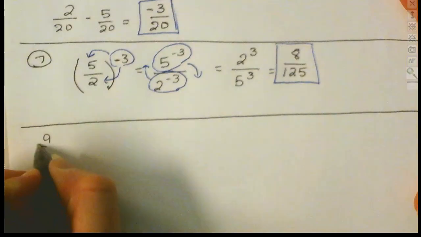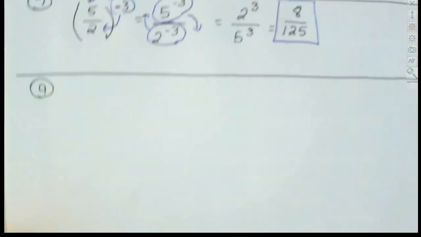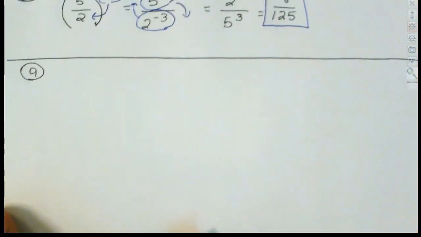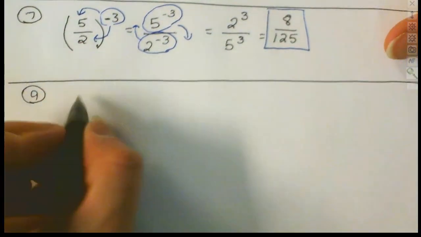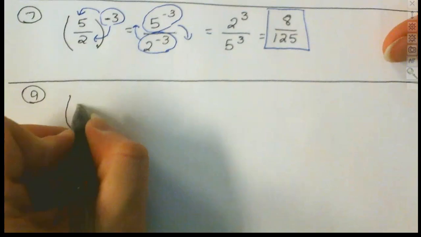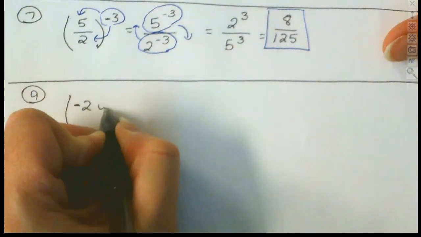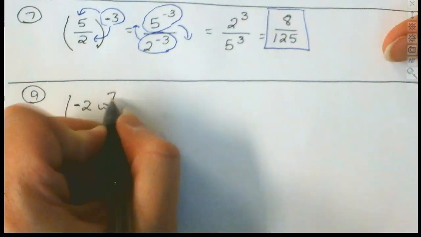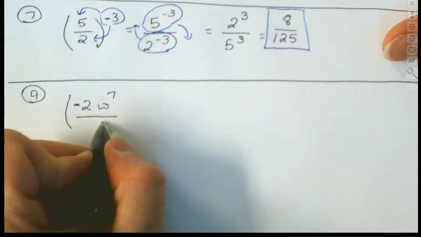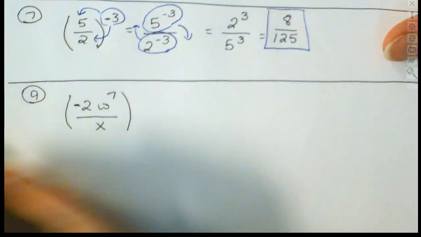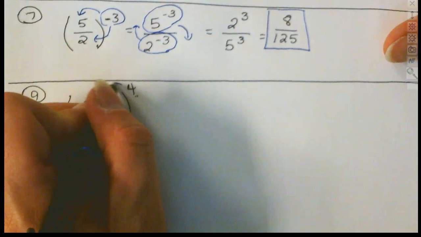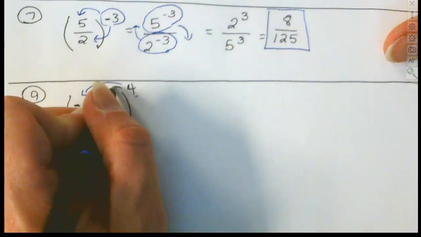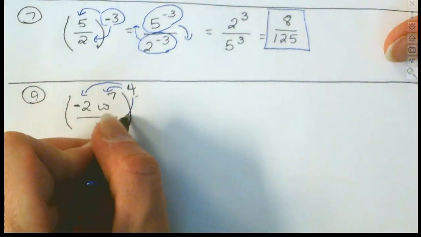Question 9. Question 9, we've got parentheses, and we're going to have to distribute through. Now, whenever we distribute that 4 through, those powers are going to multiply because it's out on the top here. So that means when this 4 goes through, it's going to have to be multiplied with the powers.